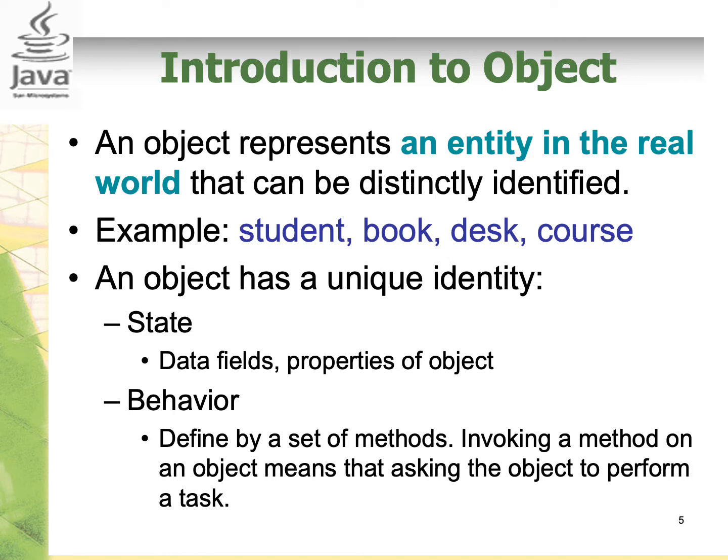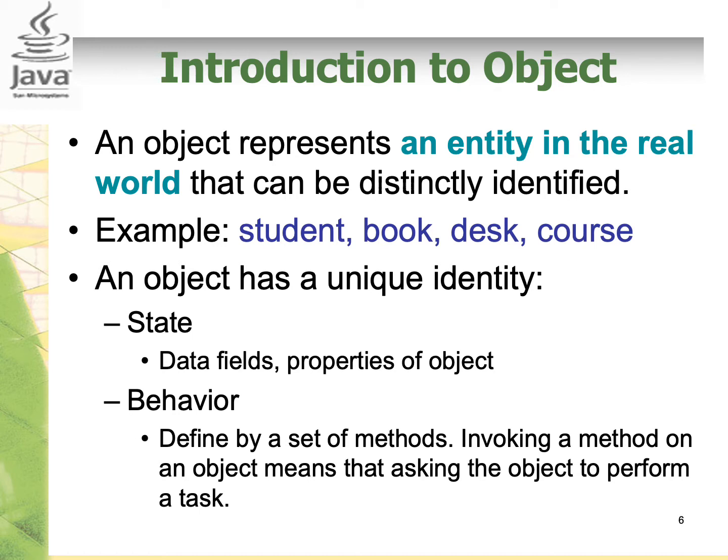An object also has behavior, which is defined by a set of methods. Invoking a method on an object means asking the object to perform a task. In simple words, an object can do things and can have things done. Behavior is also called procedures, methods, or operators. An example of a method that we have seen so far is the main method.